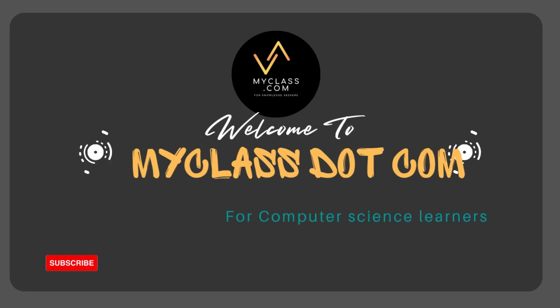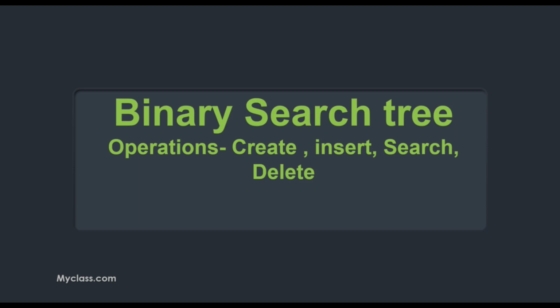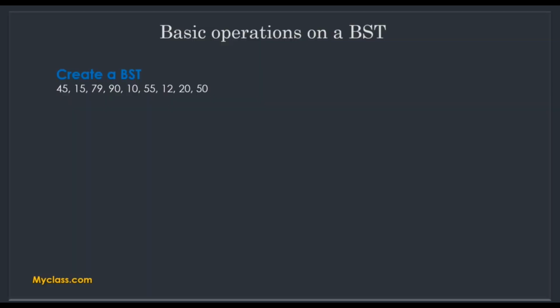Hi students, topic name: binary search tree operations. The basic operations of a binary search tree are create, insert, search and delete. Four operations we are going to discuss in this video. So let's start. First operation, the basic operations on a BST. First, we want to create a BST from a list of elements. If we already have a list of elements, from these elements we want to create a BST.